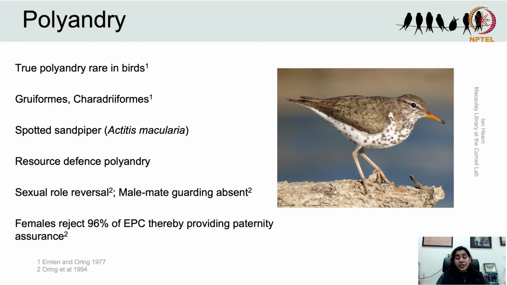Polyandry is the other major mating system in birds. True polyandry is extremely rare in birds and is known to be found in less than 1% of the birds that have been studied so far. Most documented cases are restricted to the avian orders Gruiformes, consisting of crane-like birds, and Charadriiformes, consisting of waders and shorebirds. Only three polyandrous bird species have been studied extensively, the spotted sandpiper being one of them. In the image here in the slide, you can see a spotted sandpiper.